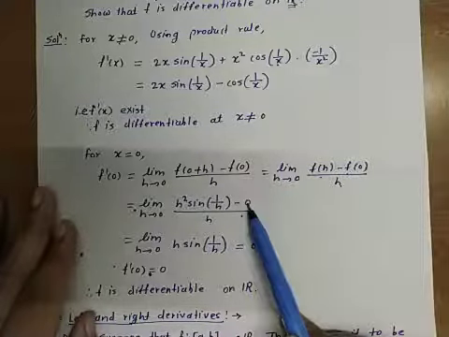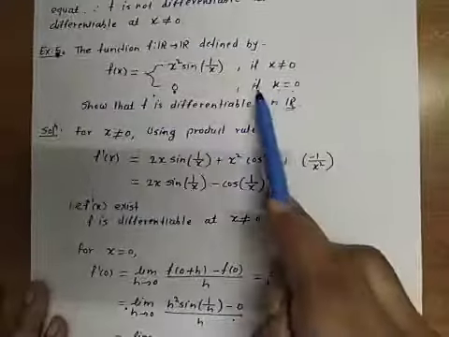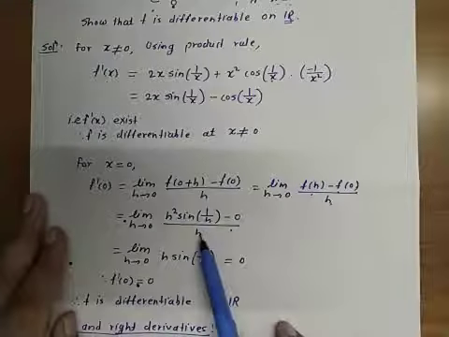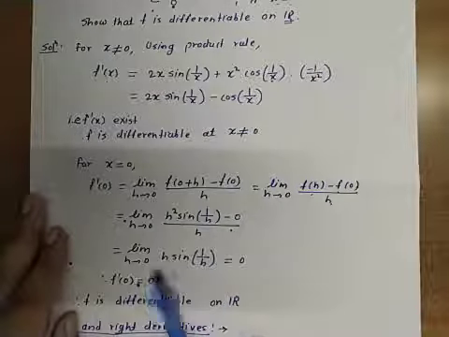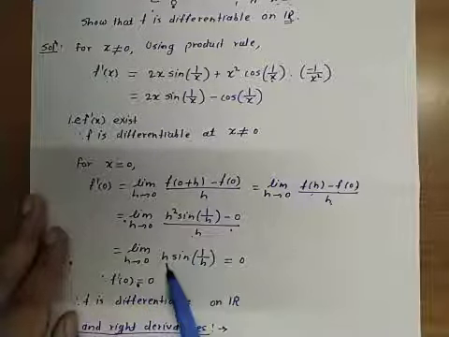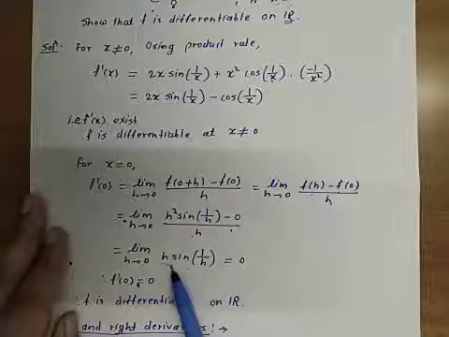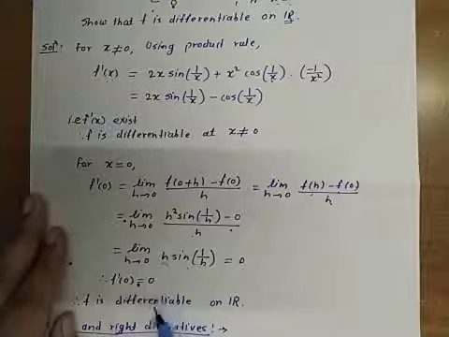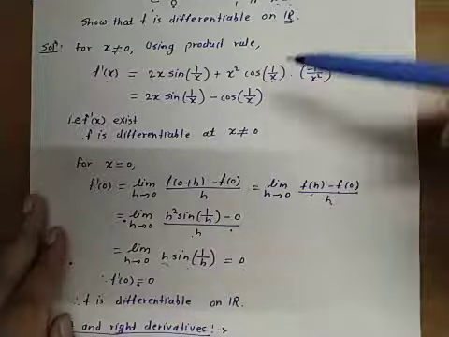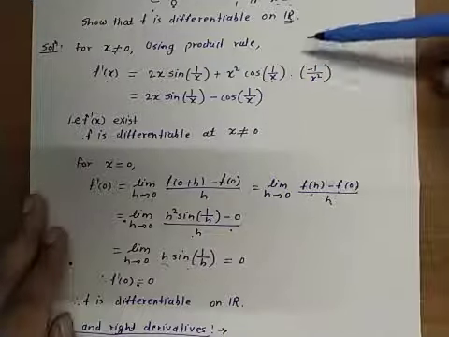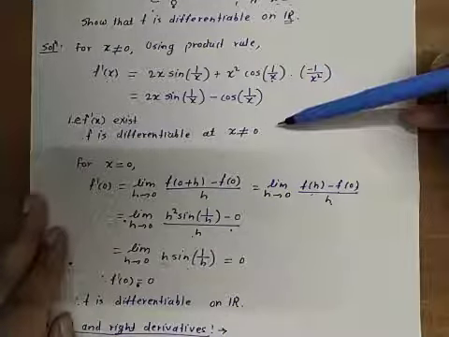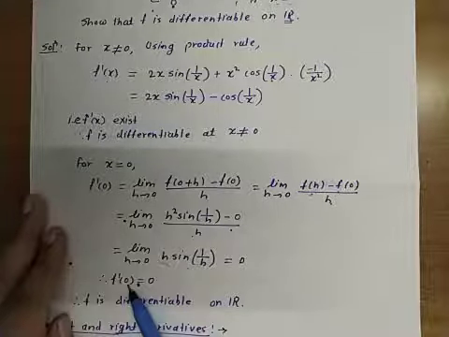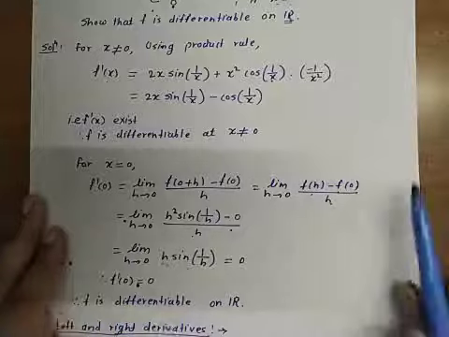So limit h tends to 0, f of h is h square sine 1 upon h, f of 0 is 0. That is also given: if x is 0, its value is 0. Upon this h. That is limit h tends to 0, this h, one h will get cancelled, h sine 1 upon h. As h tends to 0, this becomes 0. So f dash of 0 is equal to 0. If x is non-zero, the limit exists, so the function is differentiable at non-zero points. And also at point 0, x equal to 0, the function is differentiable. So it is differentiable on R.